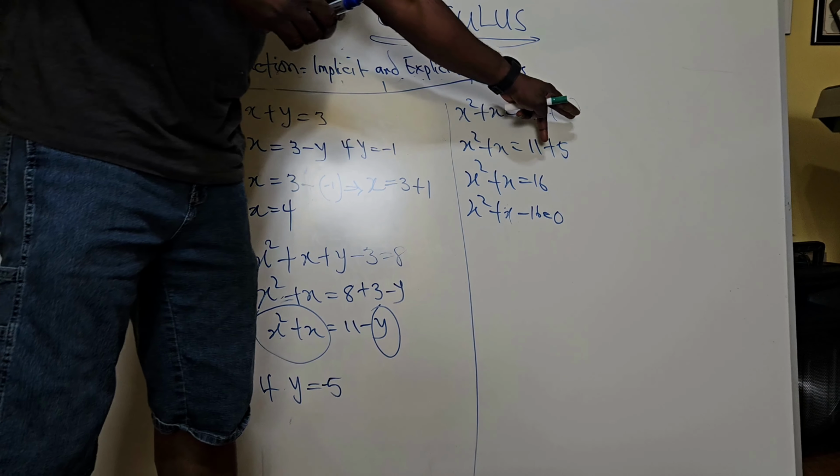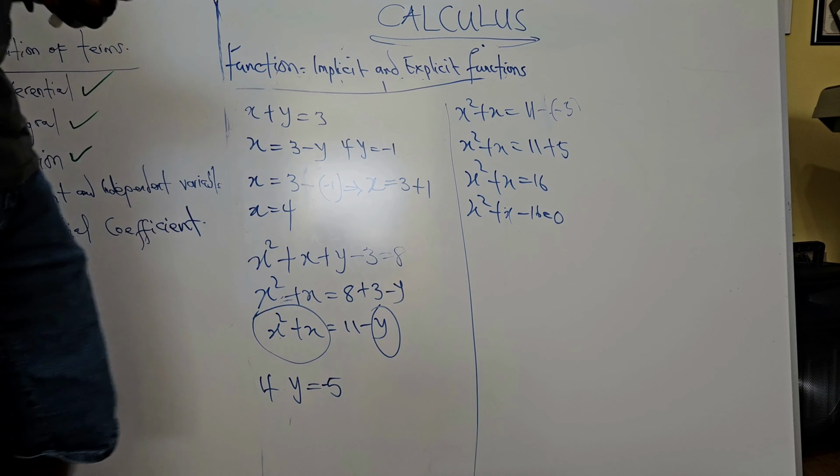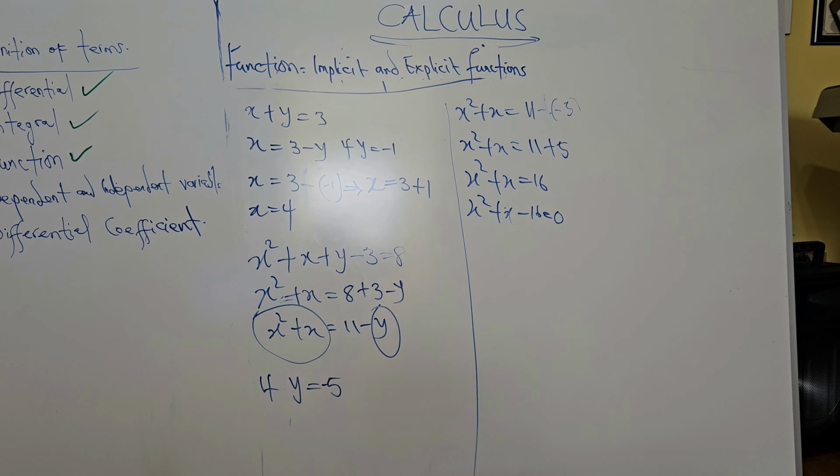So depending on what y is will tell you what the value of x is. So x in that equation is the dependent variable and y is the independent variable. So that is the difference between dependent and independent variable.